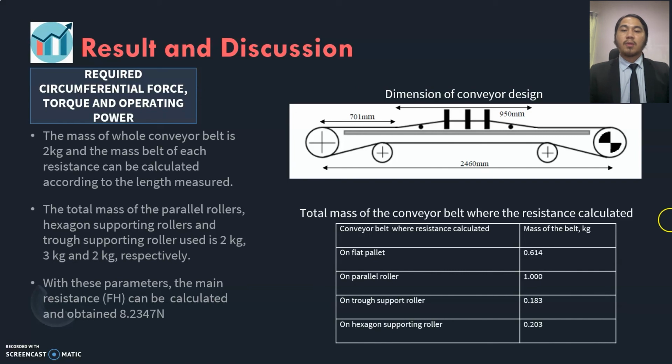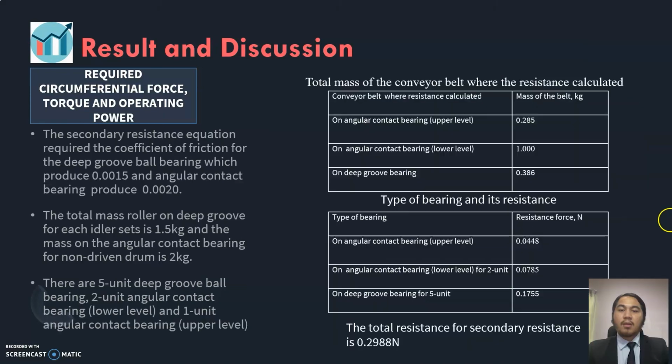The total mass of the parallel roller, hexagon supporting roller, and through supporting roller used is 2 kg, 3 kg, and 2 kg respectively. The table shows the total mass of the conveyor belt where the resistance is calculated. With these parameters, the main resistance Fh can be calculated, giving 8.2347 Newton.